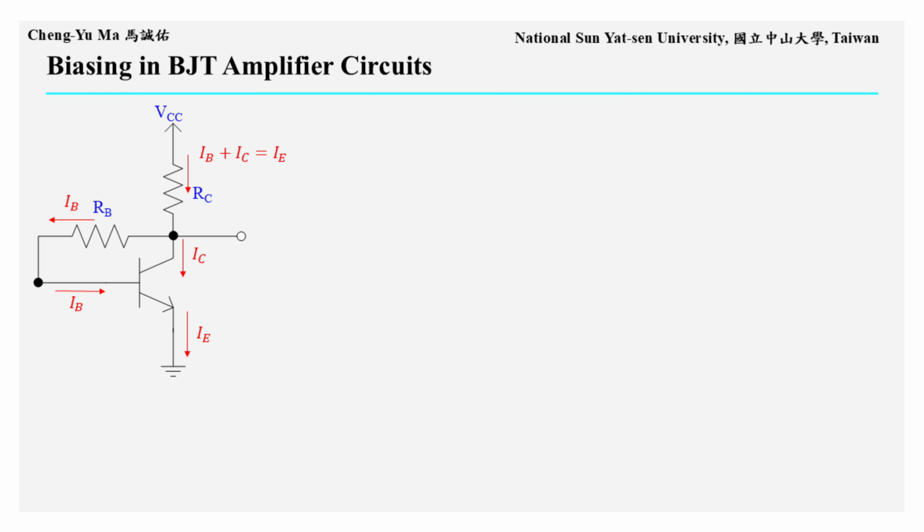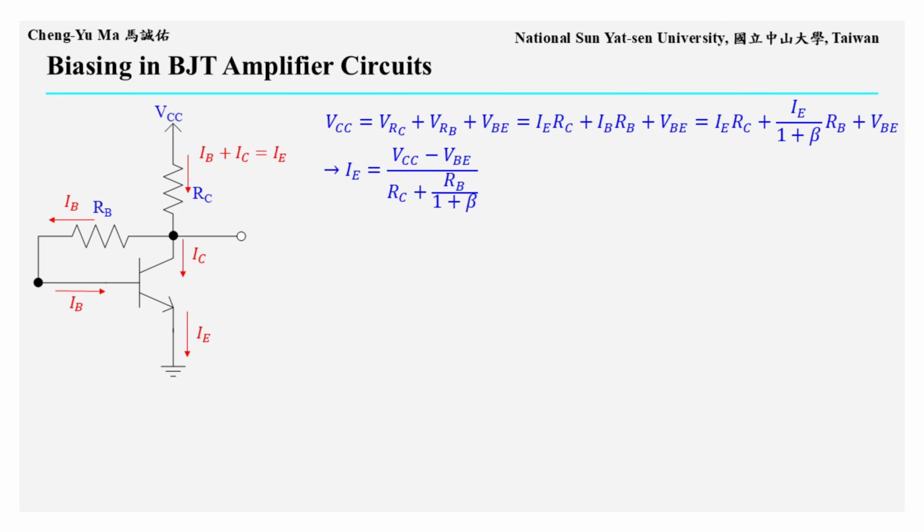Therefore, the current through RC is IC plus IB, which is equal to IE. Therefore, from the collector side at VCC down to the grounded emitter terminal, the total voltage difference VCC is equal to the voltage drop across RC plus the voltage drop across RB plus the BE junction voltage VBE. The drop across RC is IE times RC, and the voltage drop across RB is IB times RB. Since IB equals IE divided by 1 plus beta, we can solve for IE. IE equals (VCC minus VBE) divided by the quantity RC plus RB over (1 plus beta). Here, RB over (1 plus beta) comes from reflecting the base side resistance into the emitter current expression.